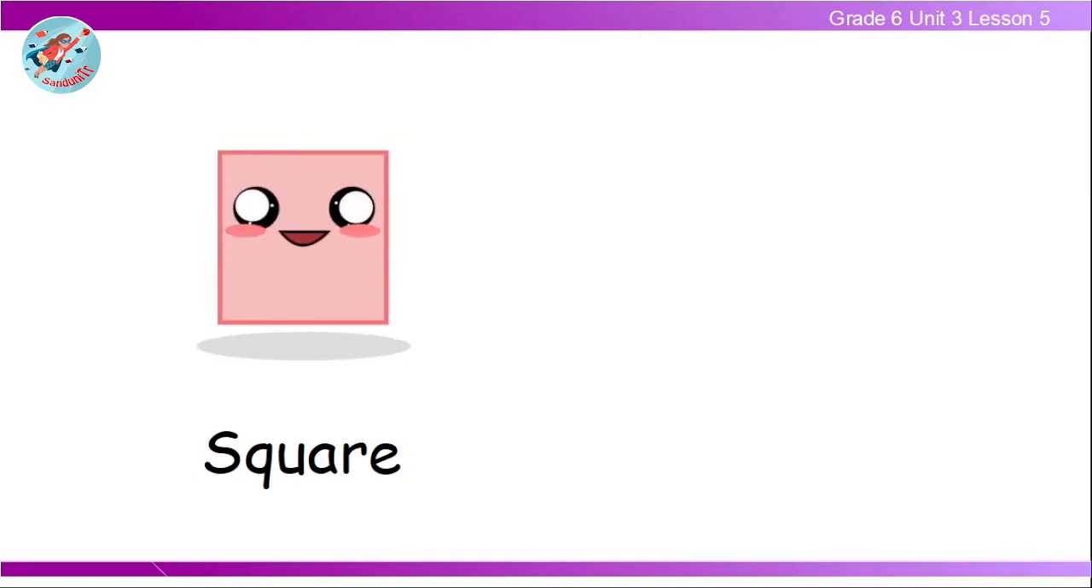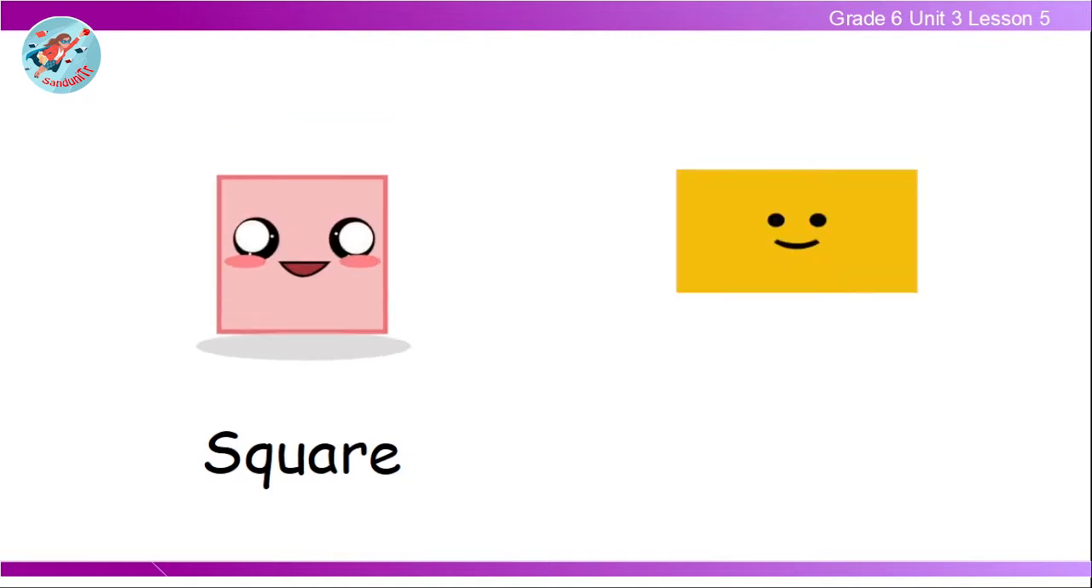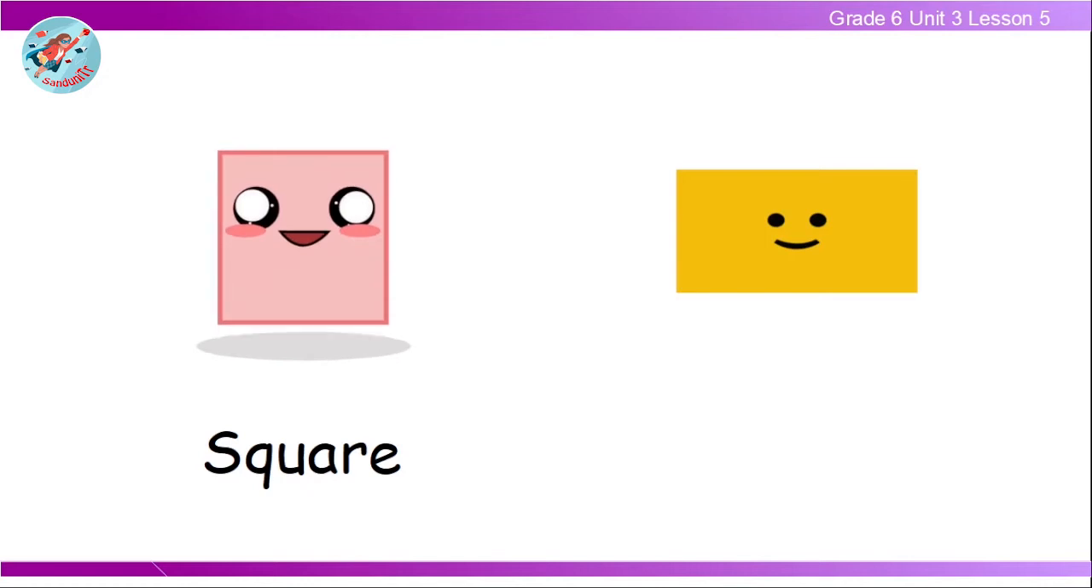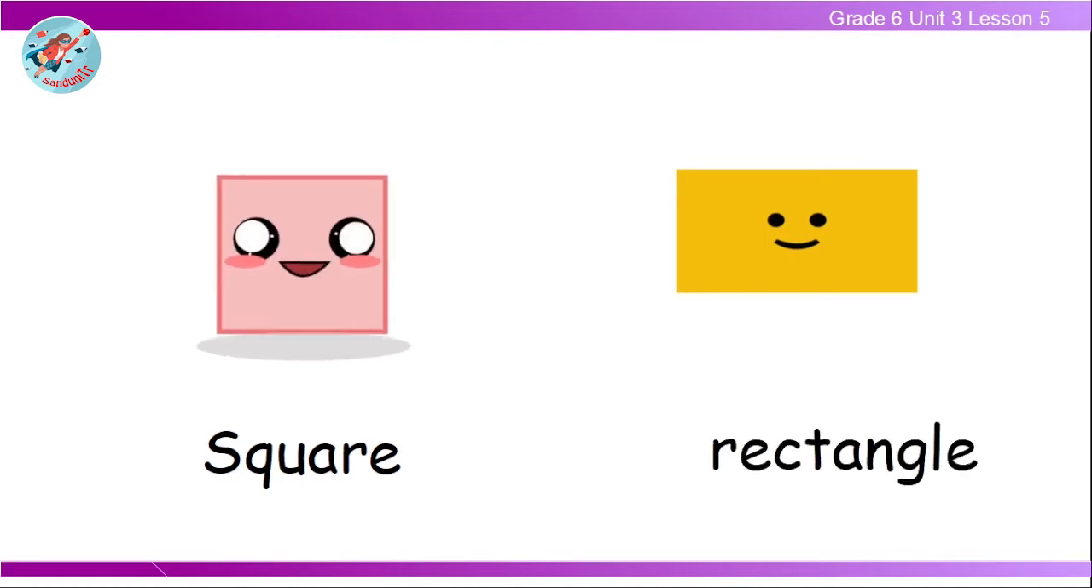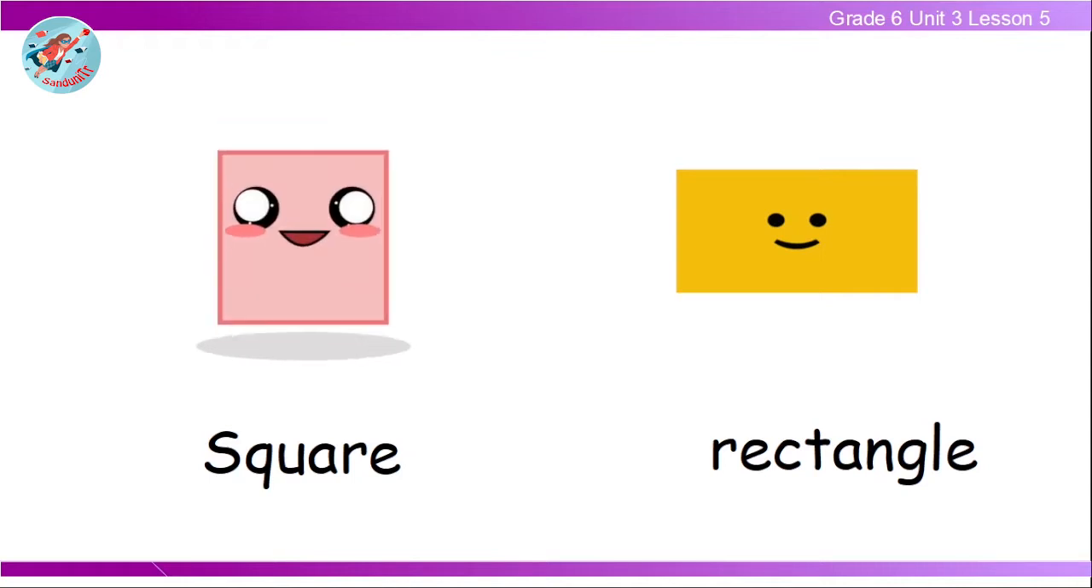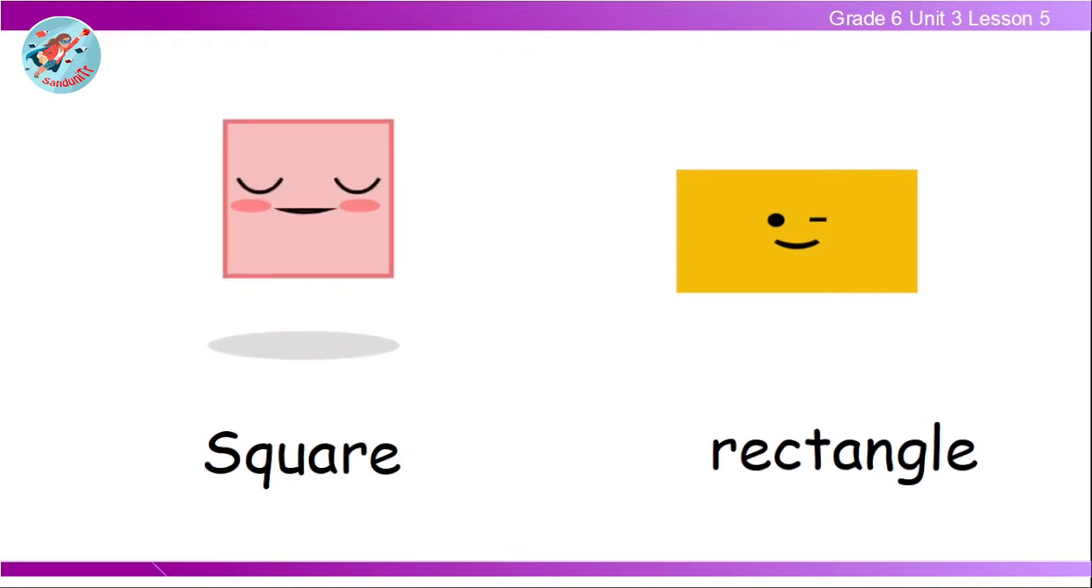Now look at the second shape. What is it? It's a rectangle. Rectangle. Spell the word with me. R-E-C-T-A-N-G-L-E. Rectangle.